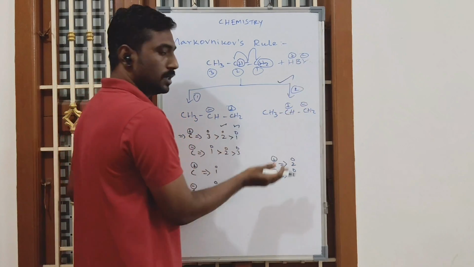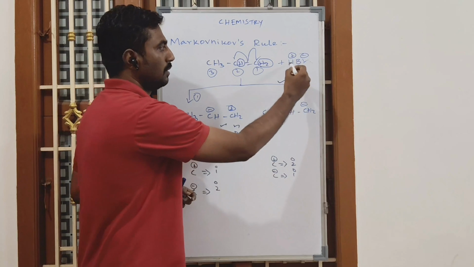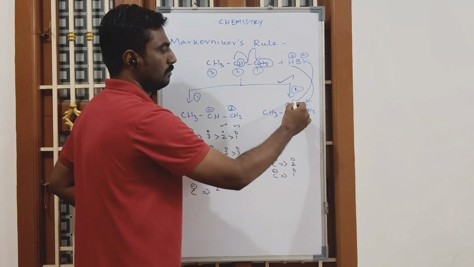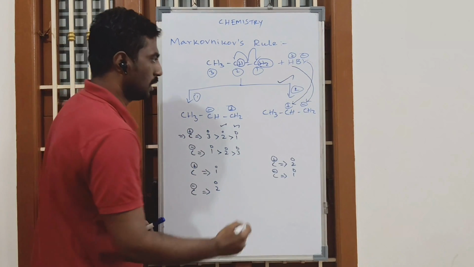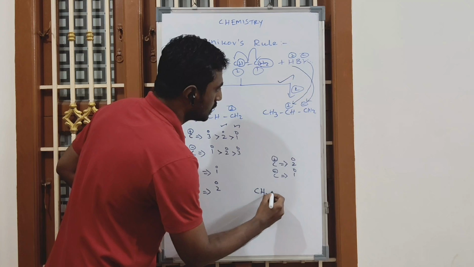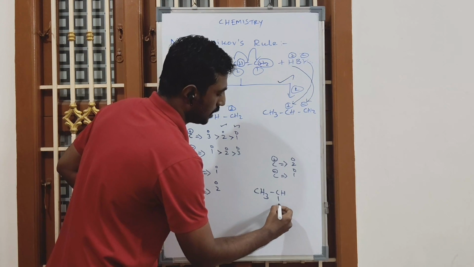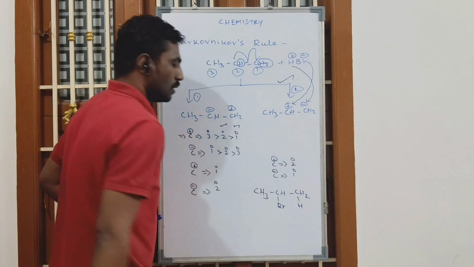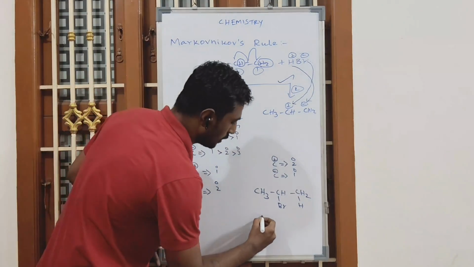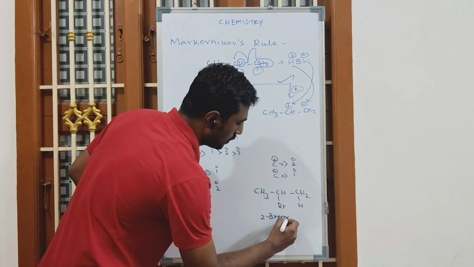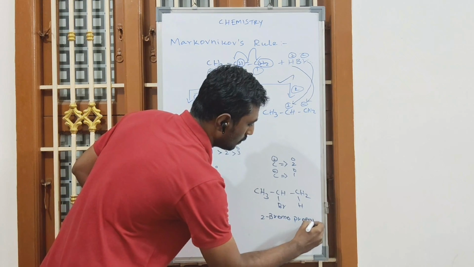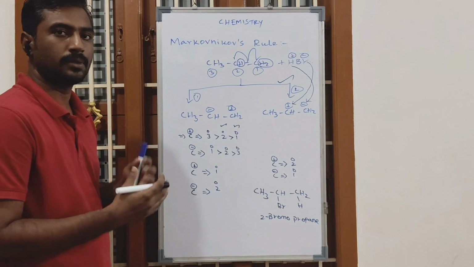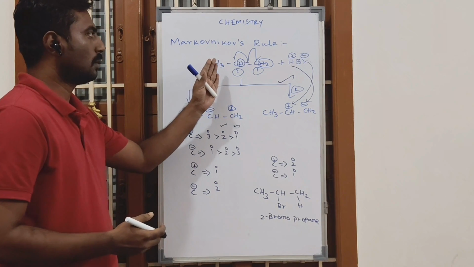Now, according to this, the hydrogen will go to where the carbanion is formed, and Br- will go to where the carbocation is formed. So the most preferred major product will be CH3-CHBr-CH3, with the newly joined hydrogen on the CH2. What you obtain here is 2-bromopropane.